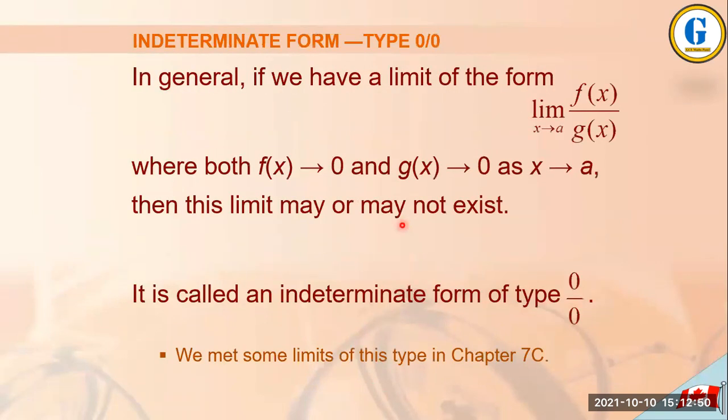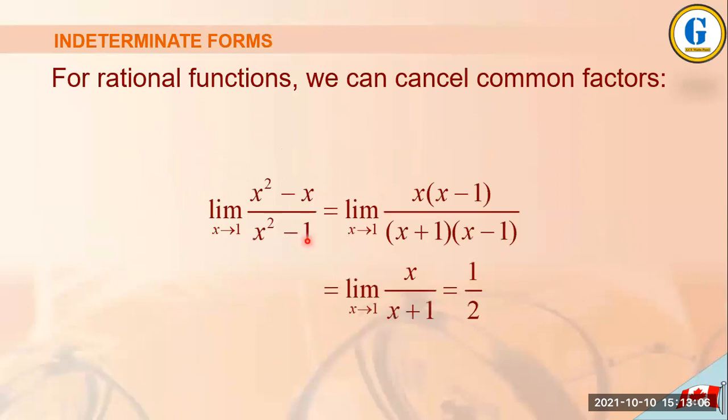Normally, with this type of limit, we apply L'Hopital's rule, which shows that in general, if we have the limit of f of x on g of x as x tends to a giving us a value of the type 0 over 0, for example, then this form is an indeterminate form. So for rational functions, we can cancel common factors.